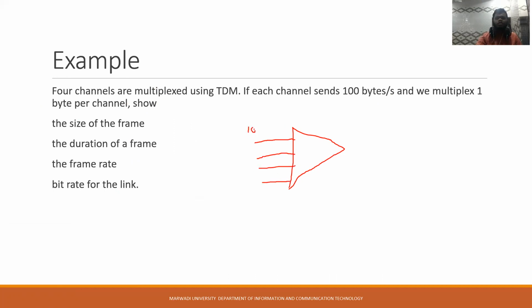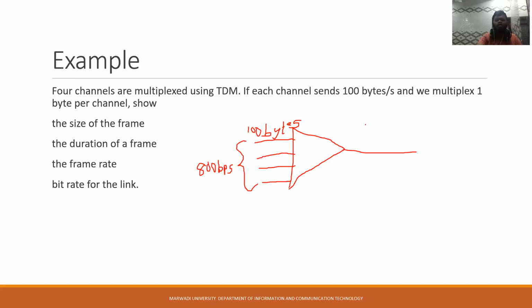Okay, so 100 bytes. In 1 byte, we would be having 8 bits. So 100 bytes, that would be 800 bits. So 800 bits per second. So we have something like this. So 100 bytes is sent in a second.